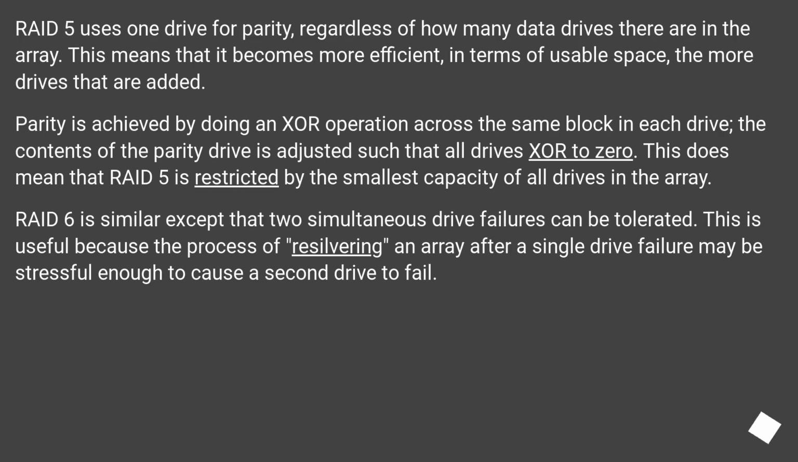RAID-5 uses one drive for parity, regardless of how many data drives there are in the array. This means that it becomes more efficient, in terms of usable space, the more drives that are added. Parity is achieved by doing an XOR operation across the same block in each drive. The contents of the parity drive is adjusted such that all drives XOR to 0. This does mean that RAID-5 is restricted by the smallest capacity of all drives in the array.